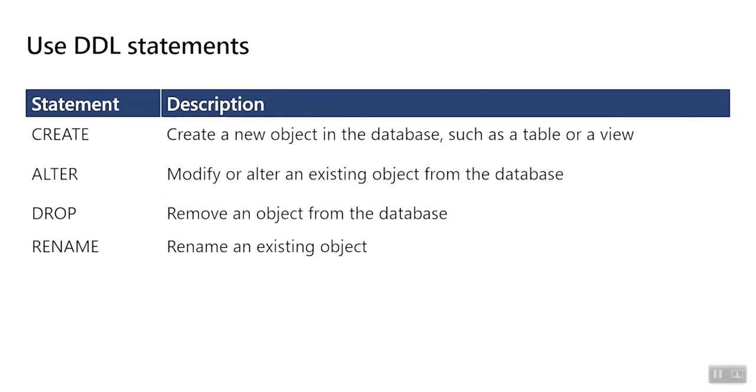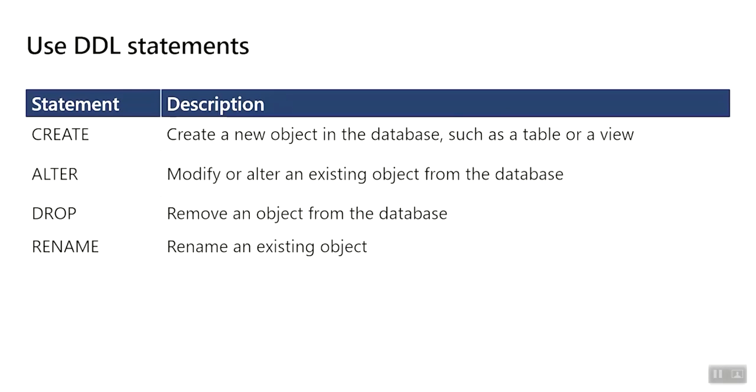Now, you use DDL statements to create, modify, and remove tables and other objects in the database. So these objects could be tables, stored procedures, views, and so on and so forth. Now, the most common DDL statements or data definition language statements are create, which allows you to create a new object in the database, such as a table or a view. Or alter. So alter allows you to modify the structure of an object. For instance, you can alter a table by adding more columns to it.